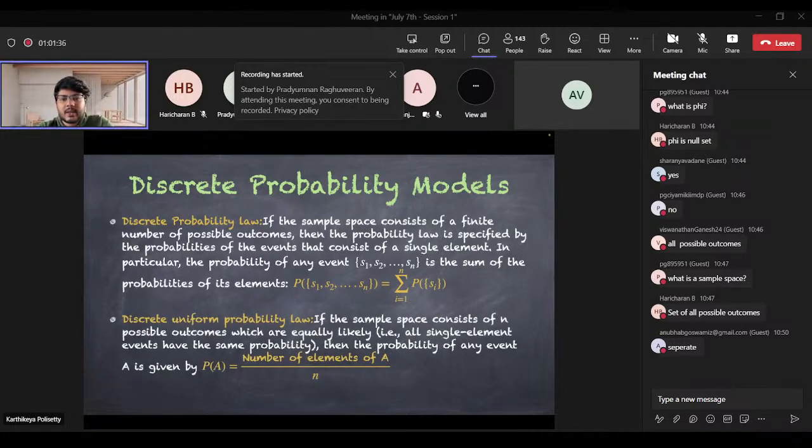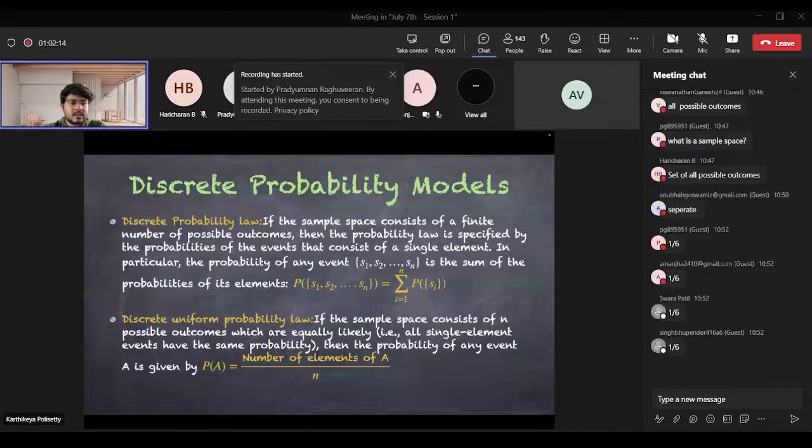Discrete uniform probability law. If the sample space consists of n possible outcomes which are equally likely, that is, all single events have the same probability, then the probability of any event A is given by P of A equal to the number of elements of A divided by n. So when you throw a dice, what is the probability of getting 1 or any number? One by 6. It is the same for all numbers 1, 2, 3, and so on up to 6.